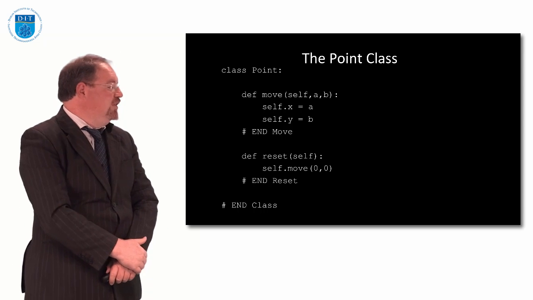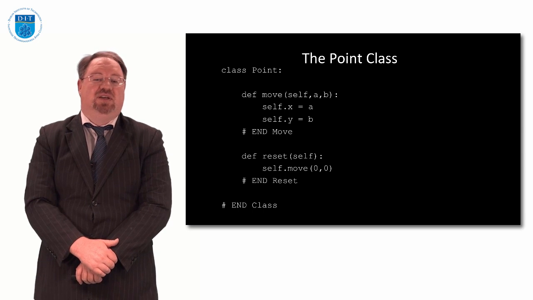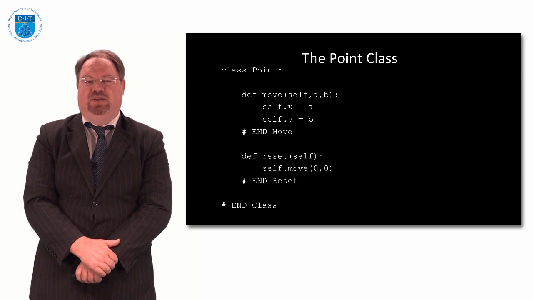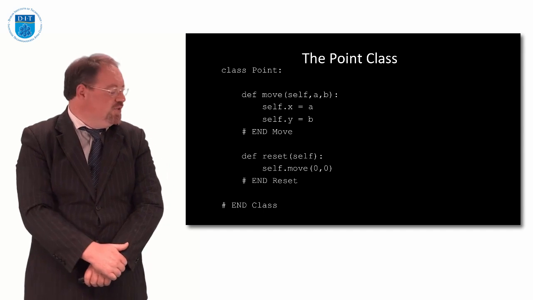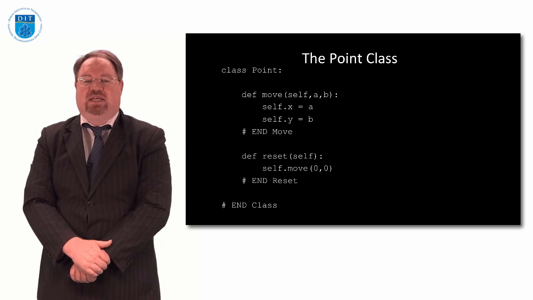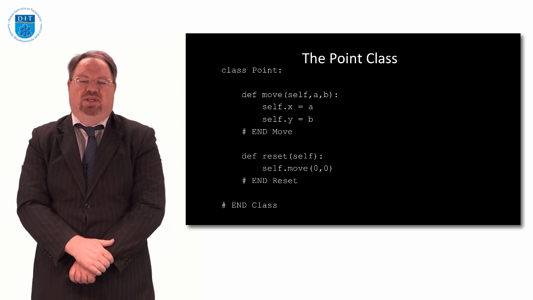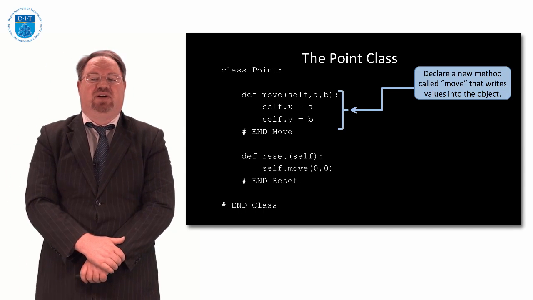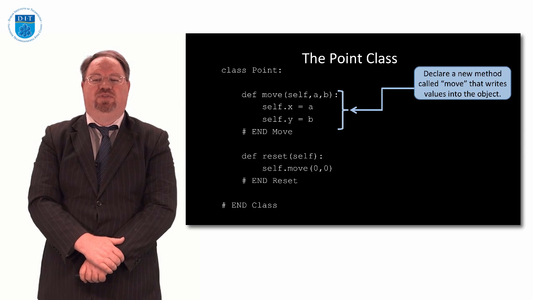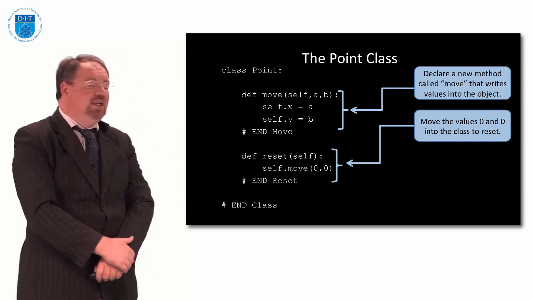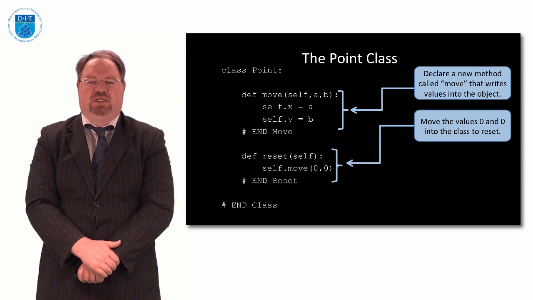So if I move the values 0 and 0 into the current object, it means x gets 0 and y gets 0, passed through the variables a and b. So if you're having trouble with that, run the code and see how it works. But that's multiple parameters, multiple arguments into the move. It's taking in the current object, which is self, and a and b. All right, and just to say it again, we've declared a new method called move that writes values into the object, and then reset simply becomes a move of 0 and 0 into the current object.